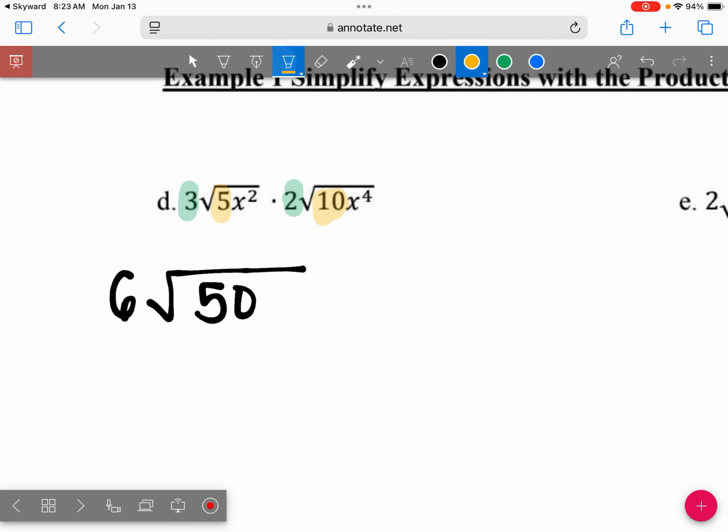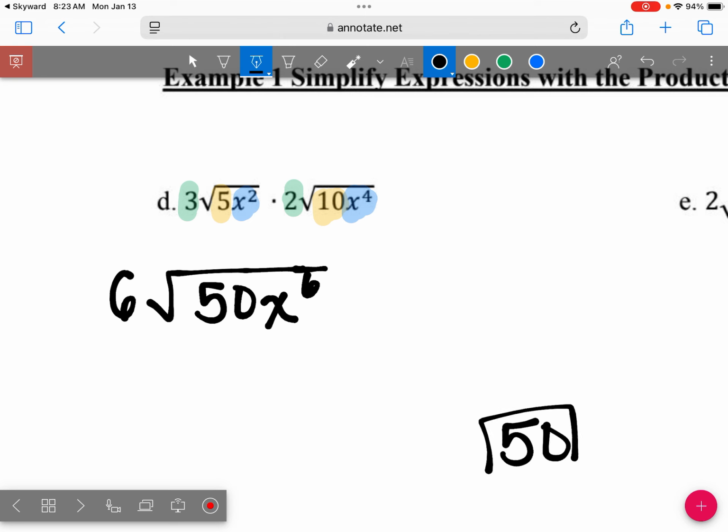And then you're going to multiply x squared and x to the 4th. So 2 plus 4 is 6. So now that we have multiplied, we're ready to simplify it. So let's build our cake with the 50 and then circle our pairs with the 6 x's. So I'm going to give you a minute to do that.